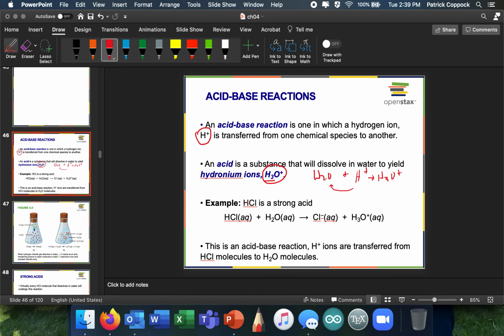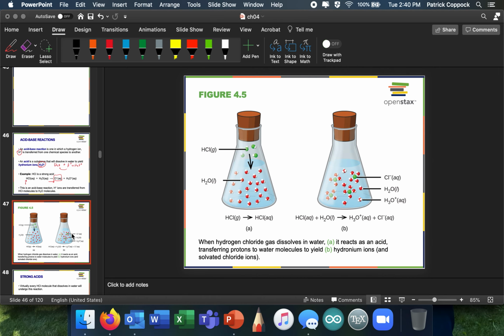So HCl, hydrochloric acid, is a strong acid because it goes completely, okay? HCl is a strong acid. This is an acid-base reaction, and can you see how the H+ comes off of here, right? There's an H+ there because when it's gone, it leaves a chloride in its wake. You see that? And H+ is transferred from an HCl molecule to an H2O molecule.